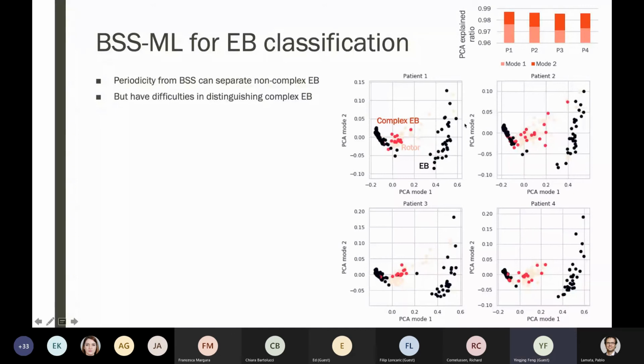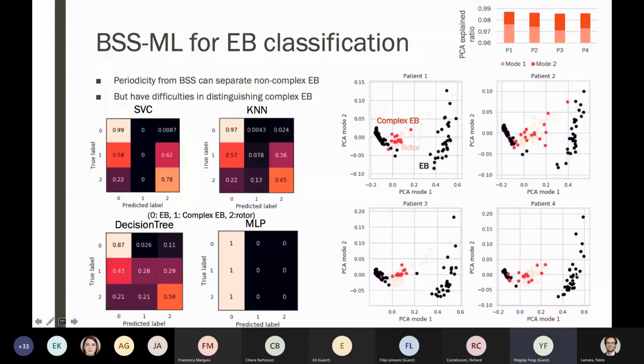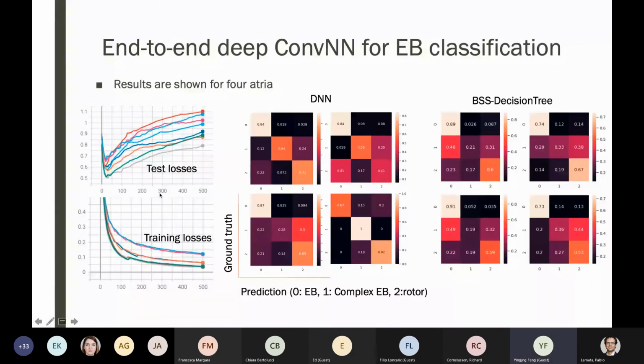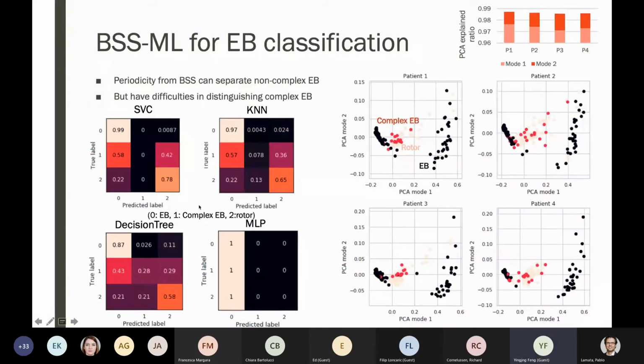And we can see that complex ectopic beats and rotors actually reside fairly close to each other, and ectopic beats are another two clusters. And using different algorithms, it's doing reasonably well, but not amazing. For example, the decision tree seems to be the only case that can capture the complex ectopic beat. It still has quite a big confusion with the rotors type.